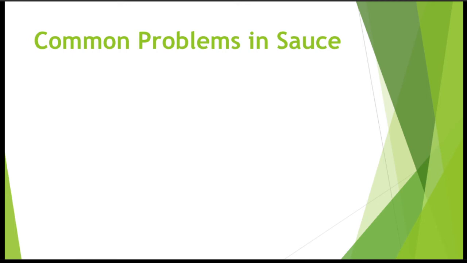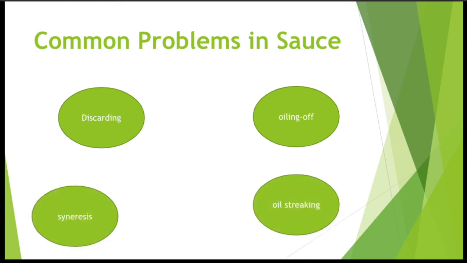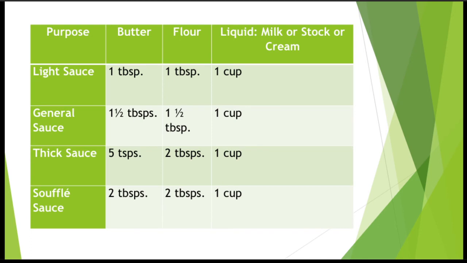Common problems in sauce: discarding, oiling off, syneresis, oil streaking. The term weeping is used to describe a meringue topping that oozes moisture, which gives the finished dessert an unattractive appearance. We also have the pour texture.